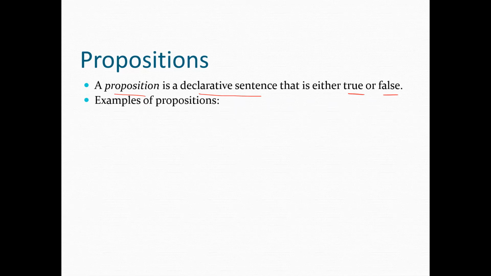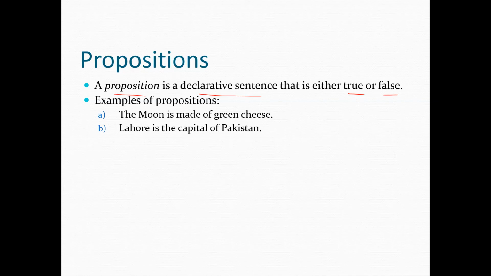There are a few examples of proposition, like: the moon is made of green cheese. Lahore is the capital of Pakistan. All these are declarative sentences which can either be true or false. Toronto is the capital of Canada. 1 plus 1 is equal to 2. 0 plus 1 is equal to 2. Now, 0 plus 1 is equal to 2 is false. 1 plus 1 is equal to 2 is true. Toronto is the capital of Canada, this is false. So you can see in these examples, we can declare every statement either true or false.